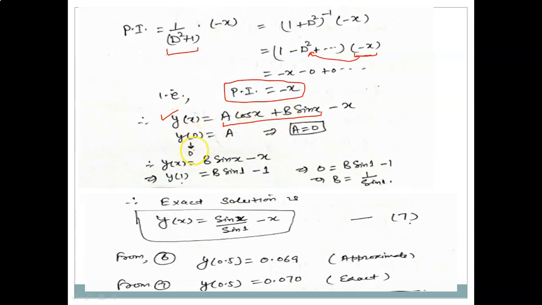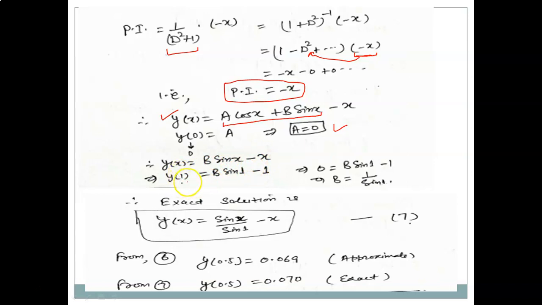y at 0 is 0, this is given. So when you put 0 here, sin 0 is 0, and cos 0 is 1. So y at 0 is a, that means a equals 0. When you put a equal to 0, y(x) equals b sin x minus x.